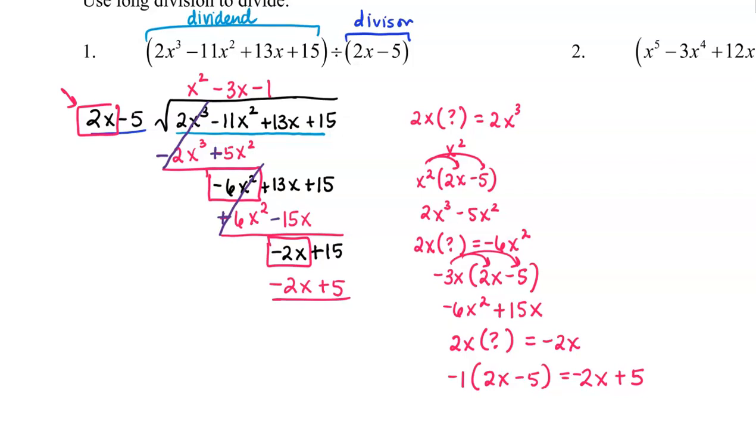And we subtract, so we change both of these signs. So we get a positive 2x and a negative 5. The 2x terms cancel out. The positive 15 and the negative 5 come together to give us a positive 10. And because the degree of the divisor is 1, and the degree that we now have under the dividend is 0, the degree of the dividend has now dropped down to be less than the degree of the divisor. The process stops. So this 10 here is our remainder.